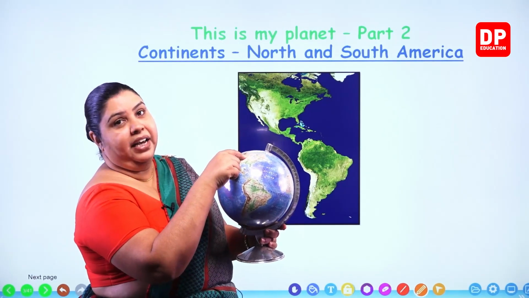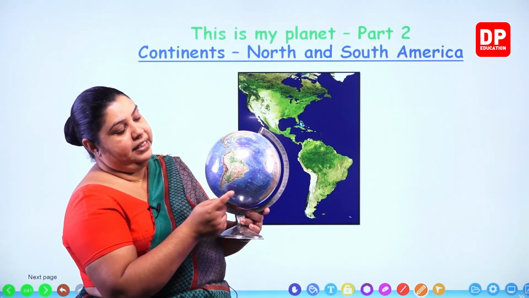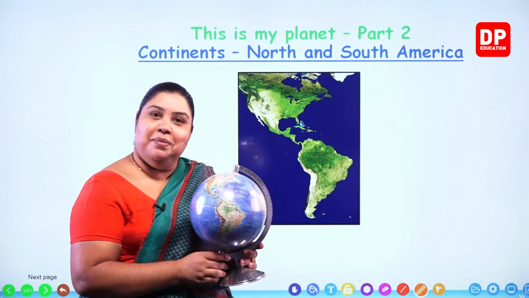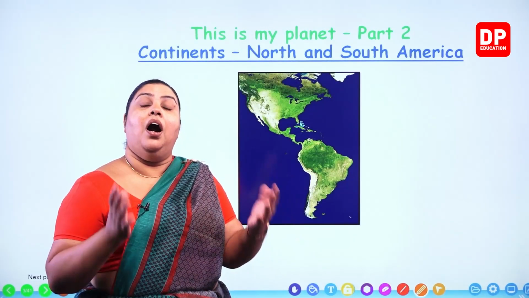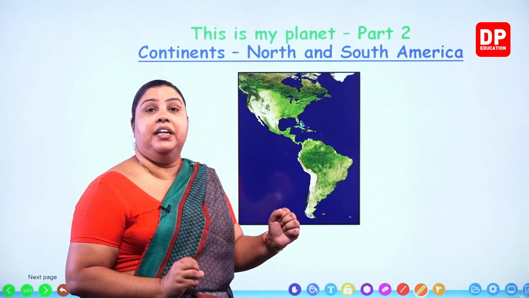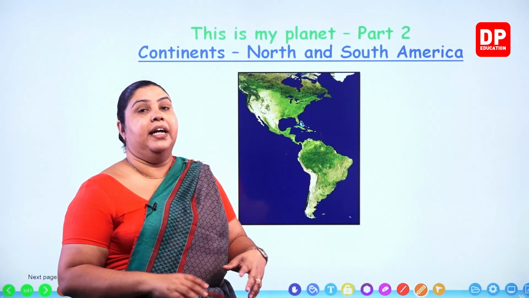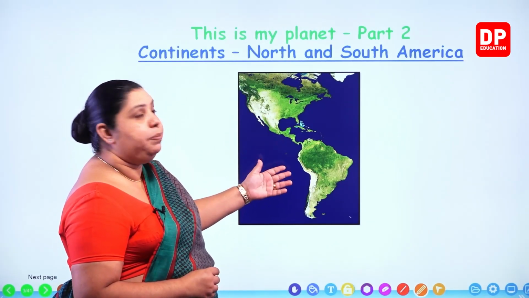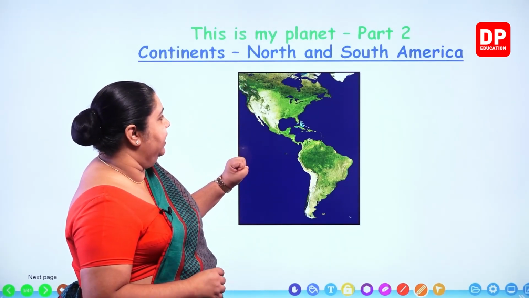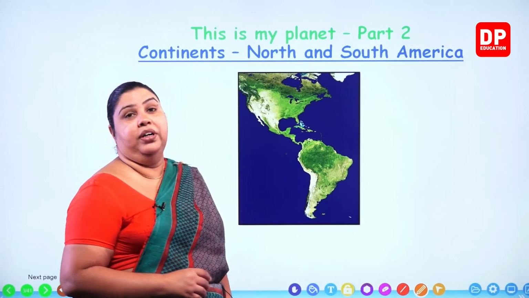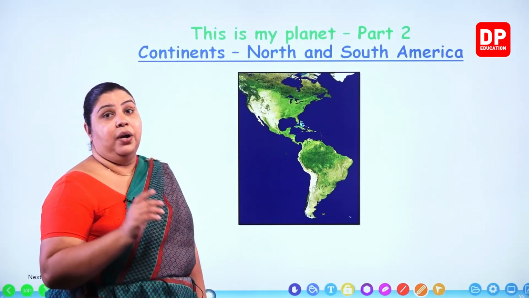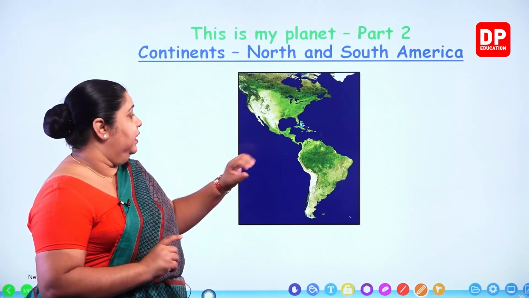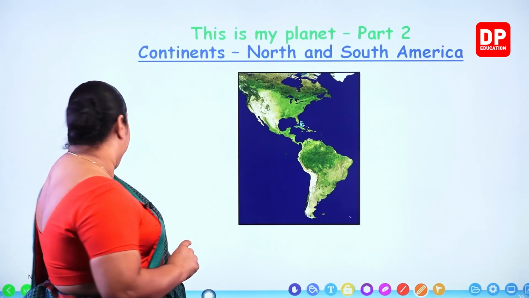So now North America is on top, South America is in the bottom. So can you see? This is North America and this is South America. Now you all saw how this North America and South America looks like in the globe. Now you also can see from this picture that North American continent is on top and the South American continent is at the bottom. So today we are going to start off with our first part, that is the North America. We will talk about the South American continent later.